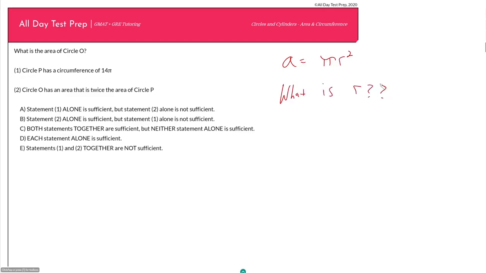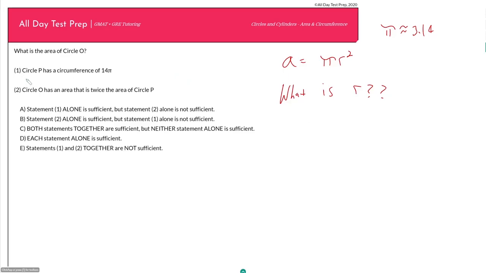Sometimes I have seen people make this mistake where they think that pi is a variable. And so they sort of think that they need to find both pi and r here. Do not make that mistake. Pi is not a variable. Pi is a number. It is approximately equal to 3.14. So don't confuse it with a variable, or you will not be able to translate your geometry data sufficiency questions.